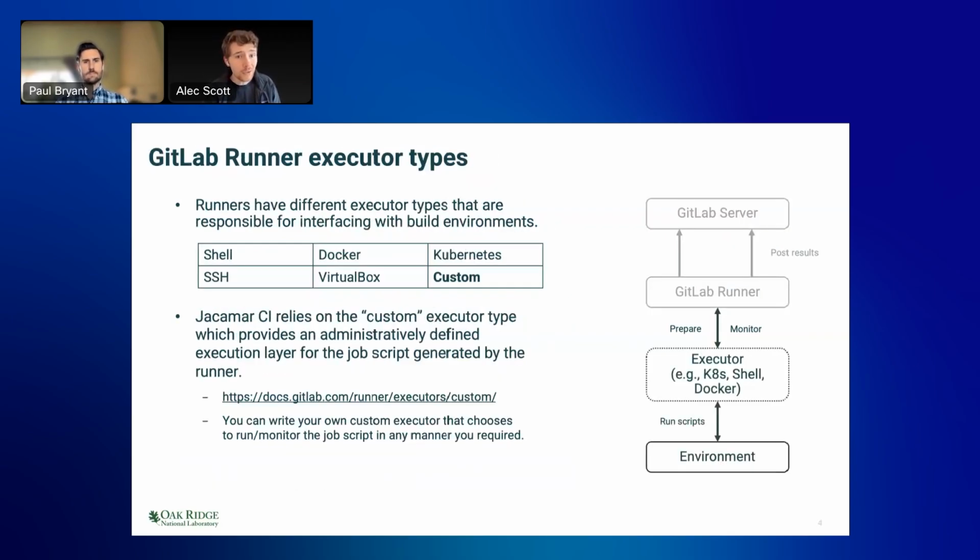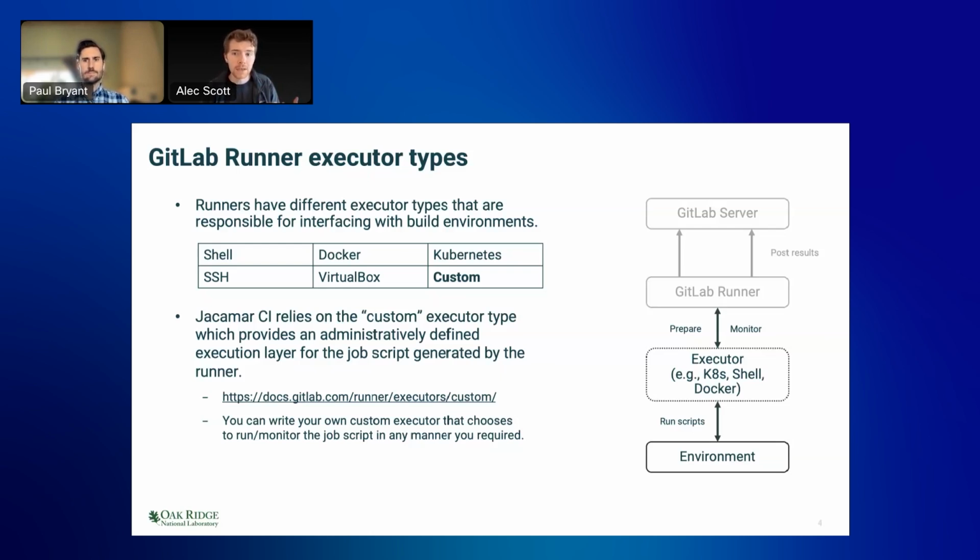To talk about that a little bit, Jacamar is a custom executor for the GitLab runner. And so we didn't have to go and re-implement the whole GitLab runner from scratch. Instead, the GitLab runner provides these pluggable interfaces. And so you all, if you've used GitLab in other contexts before, might be aware of either the Docker or one of the virtual machine executor types. And so these really allow us to use that base GitLab runner and then extend it with functionality from Jacamar through this custom executor type.